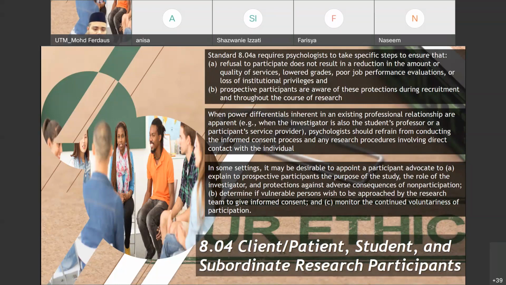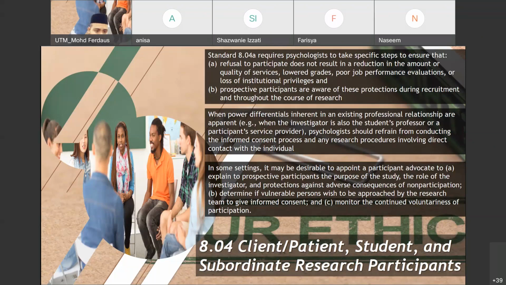Say for example, I'm asking my research assistant to ask you to join my research, and my research assistant also needs to ask you whether you are okay to be approached by me, by the research team, by my co-researchers as well. If you are not feeling comfortable with that, if you don't want to meet me or the other researchers, then it's okay. The research assistant will continue dealing with you. And C, monitor the continued voluntariness of participation. Sometimes they are no longer voluntary, they no longer want to participate.